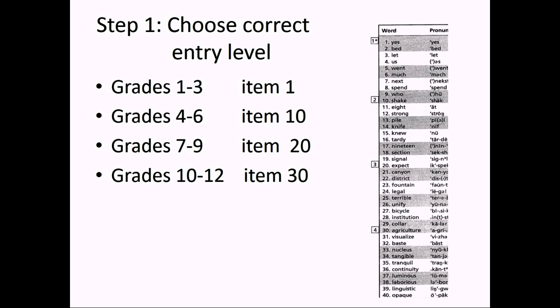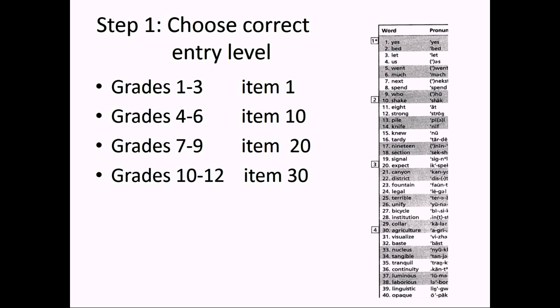The entry level is important, so please do not forget this. The idea is spelling and all that handwriting is fatiguing, so you do not want the child to write more than they need to write. If you look at the words, they're distributed from easy to more difficult. So they start out with yes, bad, let, us, and then it goes up to laborious, linguistic, opaque, and beyond. So you don't want to ask a sixth grader to start spelling words like yes, bad, let, and us, nor do you want a first grader to spell words like terrible and unify as their first words. So you have the child enter the test based on their grade level.